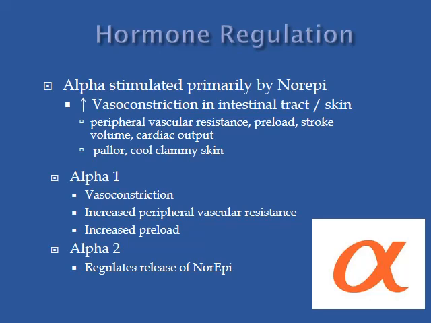So there's an alpha 1 and an alpha 2. Alpha 1 takes care of that vasoconstriction, increases preload and peripheral vascular resistance. And alpha 2 basically is the big brother, and it slaps alpha 1 and says, quit that. So that alpha 2 regulates the release of norepi that causes the alpha 1 results.